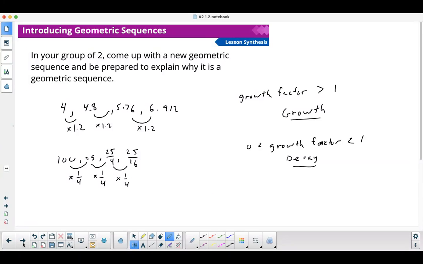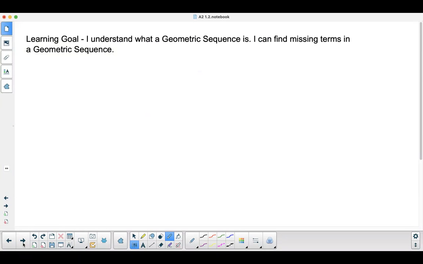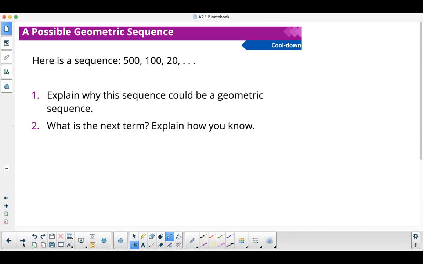All right, so learning goal. I understand what a geometric sequence is, and I can find missing terms in a geometric sequence. I think we're pretty good with that. Here's a cool down. Here's my sequence, 500, 100, 20. Explain why the sequence could be geometric. We are multiplying by 1/5. Again, remember the trick I showed you, 100 divided by 500. You always divide by the previous term. Reduce it, we get 1/5. It would work with any of the numbers. I could do 20 divided by 100, that would still give me 1/5.